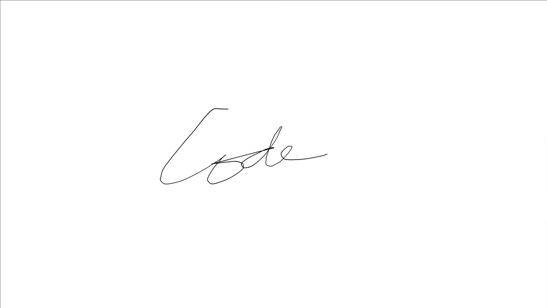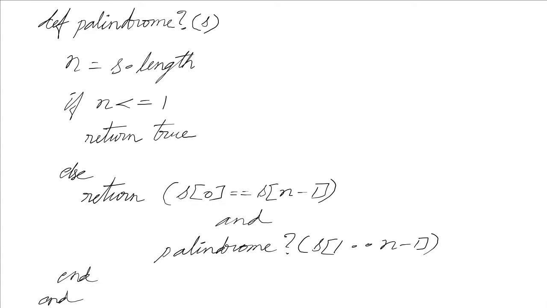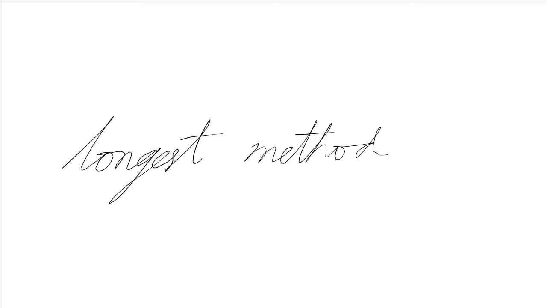Let's look at the code. We have already worked through this problem in an earlier video on palindrome. So this is the code that checks if a given string is a palindrome. We need this palindrome method to implement our logic. So let's look at the longest method.